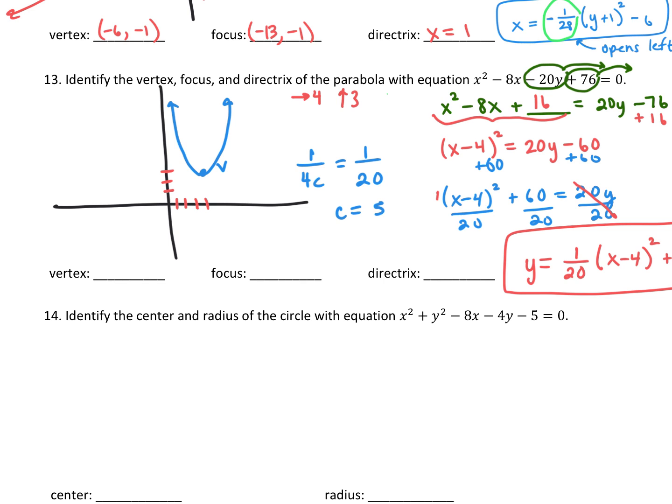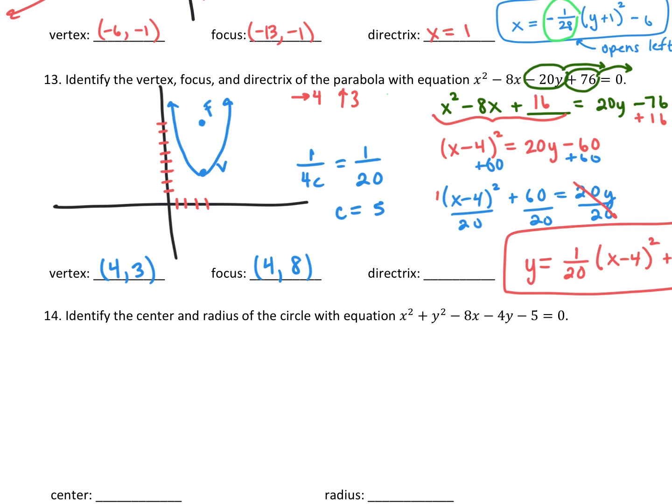So from the vertex, the focus is going to be straight up from it because it's opening up. We're going to go up 5 units. 1, 2, 3, 4, 5. And that's where our focus will be. I guess we could start answering these questions. All right, the vertex was to the right 4, up 3, so 4, 3. Our focus, we went to the right 4, but we went up 3, and then we went up 5 more, giving us a total of 8. So that focus, we went to the right 4, up 8.